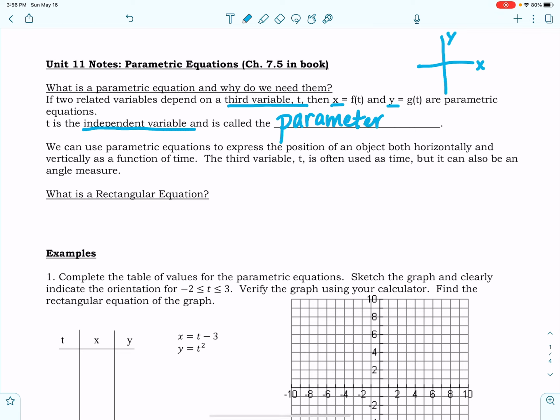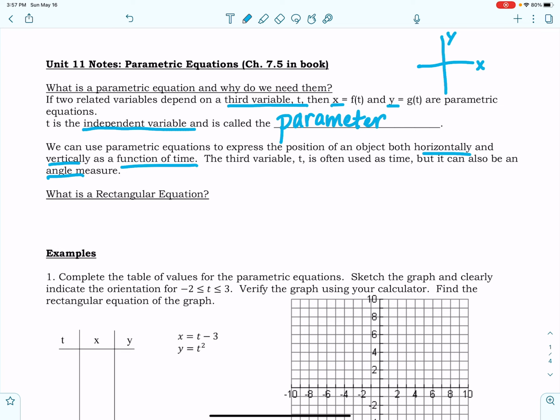And it can be time, to express how an object moves in the coordinate plane as time passes. So x and y can both be functions of time, so the horizontal and vertical movement of an object as time passes. Sometimes it can be an angle measure, it just depends on the situation.